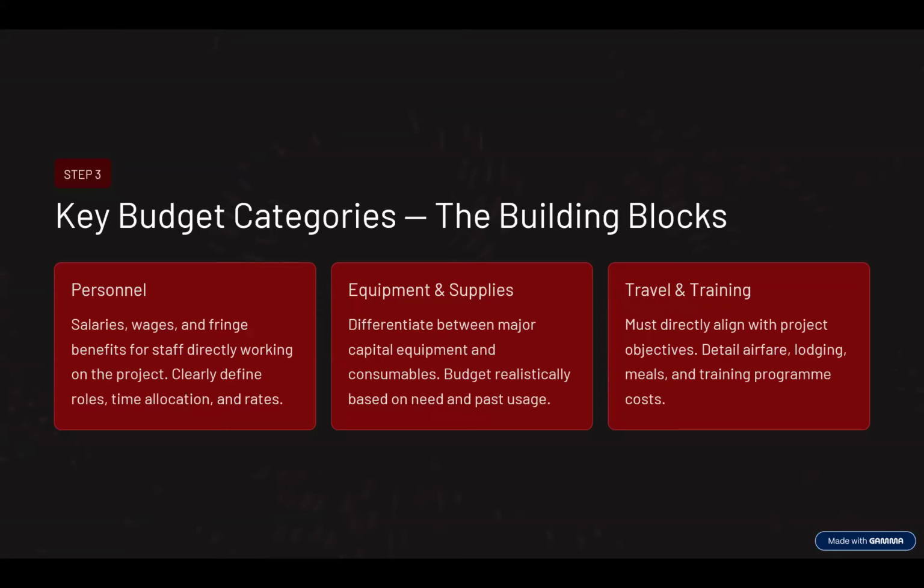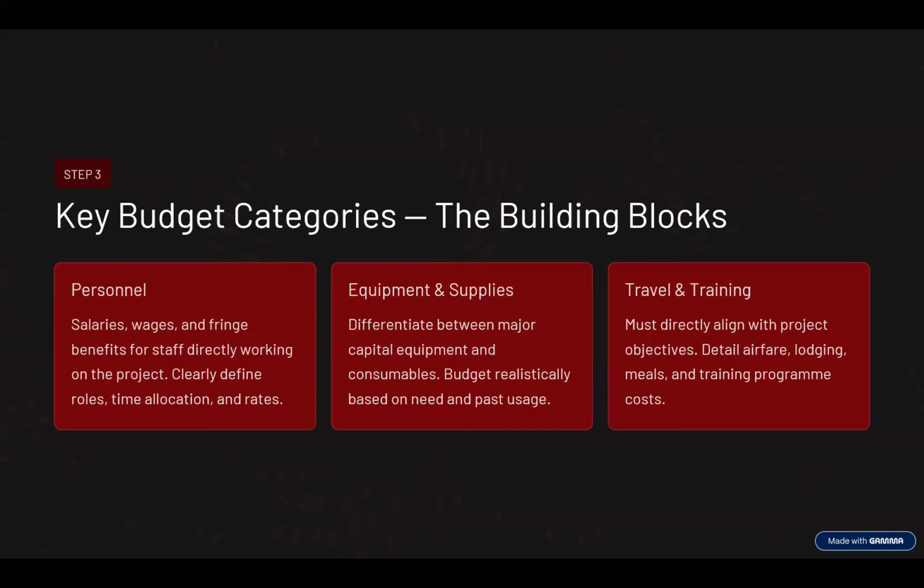Then for equipment and supply, you differentiate between major capital equipment and consumables. Ensure your budget is realistic based on your need and past usage. Then the third one is travel and training. It must directly align with your project objectives.